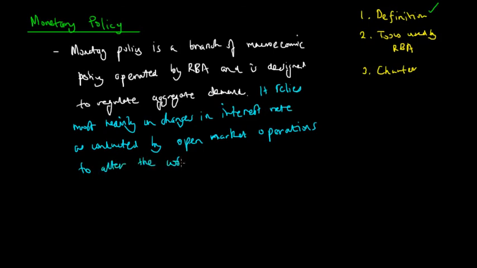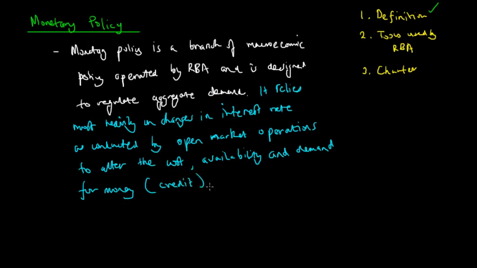So it controls interest rates as conducted by open market operations to alter the cost, availability, and demand for money. Or in other words, credit. Okay, so that is the two major tools the RBA uses to conduct monetary policy.